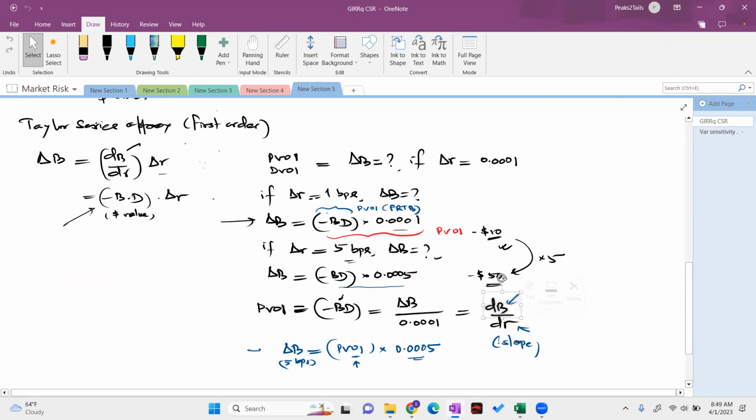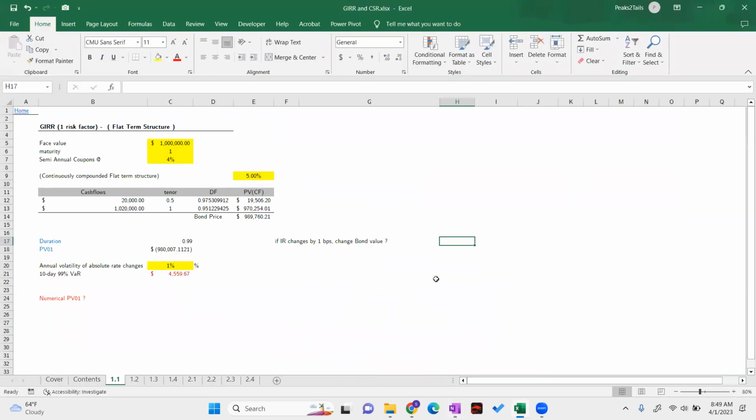The question asks what is dB, the change in value of the bond. So multiply 0.001, that will give you the answer. So this times 0.1. $98. $98 will be the change in the bond value if the interest rate goes up by 1 basis point. Straightforward.